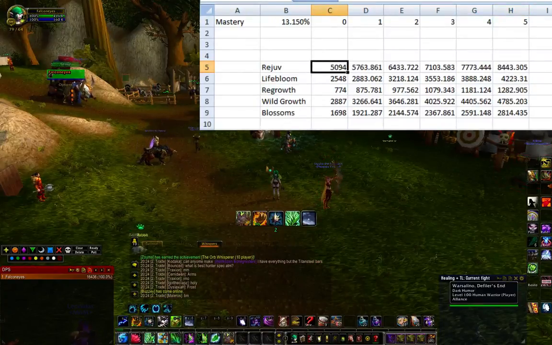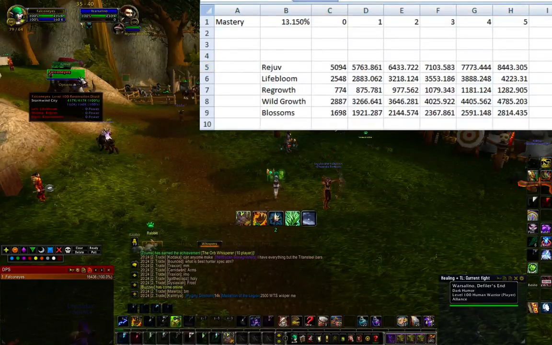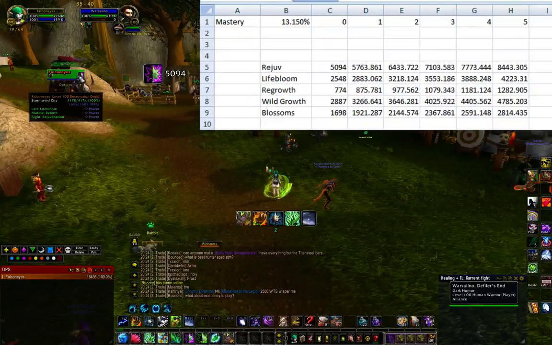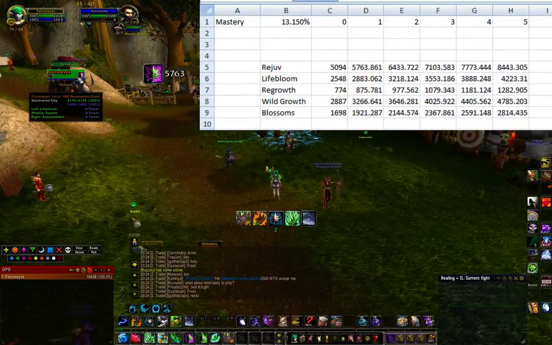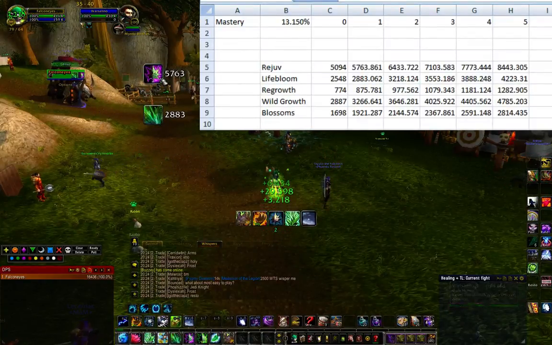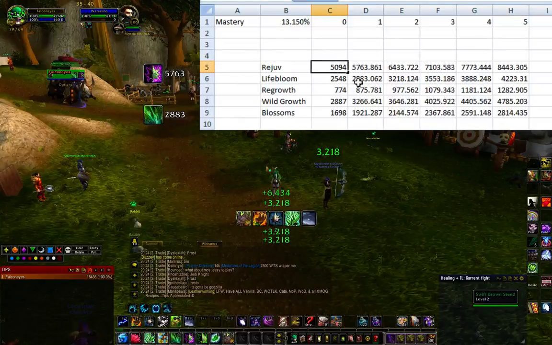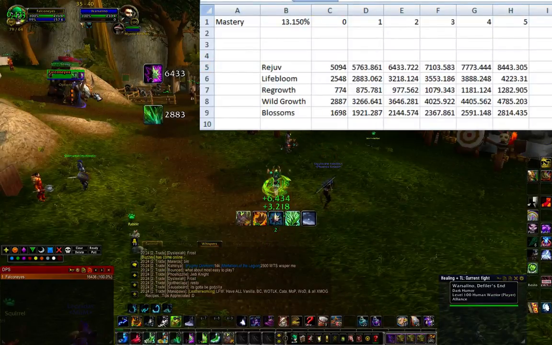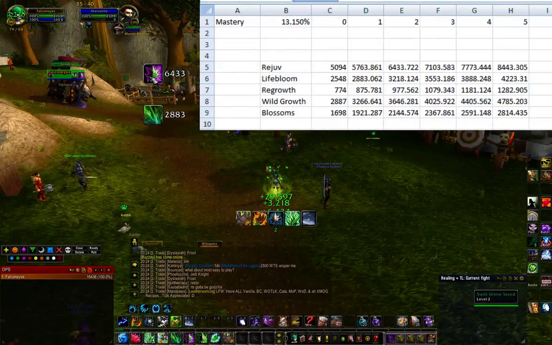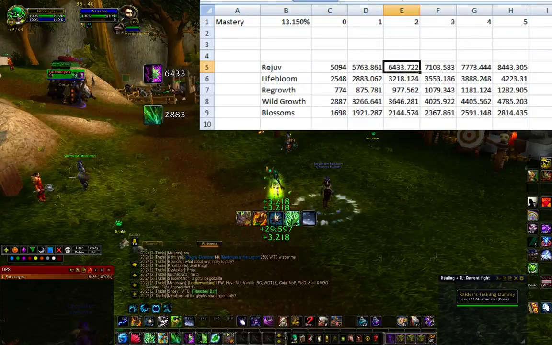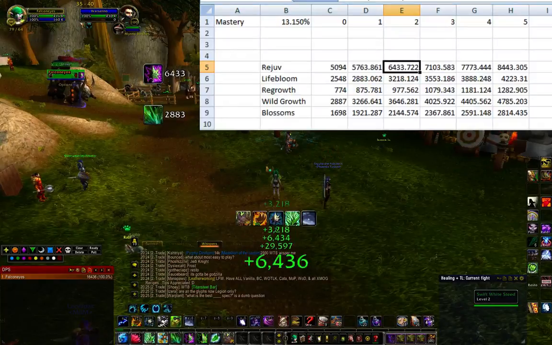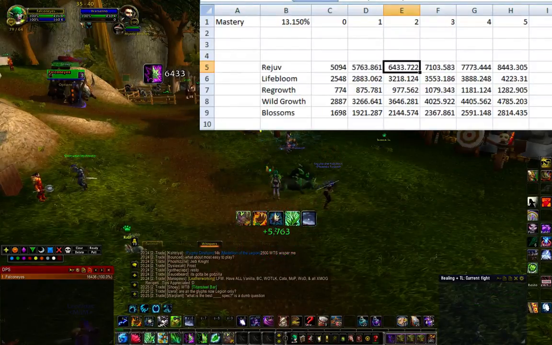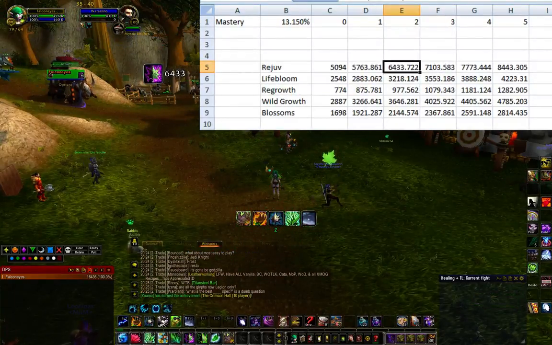So you can see, like with Rejuve, we're going to go back to here, 5,094, add another one, there's 1 hot on the target when I refreshed it, so 5,763. Now I'm going to put a Lifebloom on the target. Lifebloom has already 1 hot on the target, and it's at 2,883 as predicted. Right? So now there's 2 hots on the target, so this is 6,433. Now we're going to let Lifebloom expire. 6,433 stays. You see how that stays?